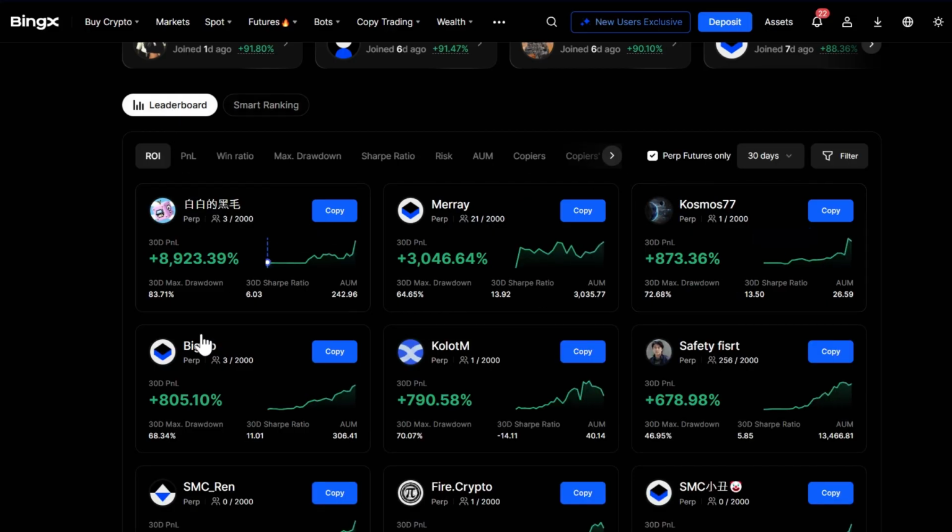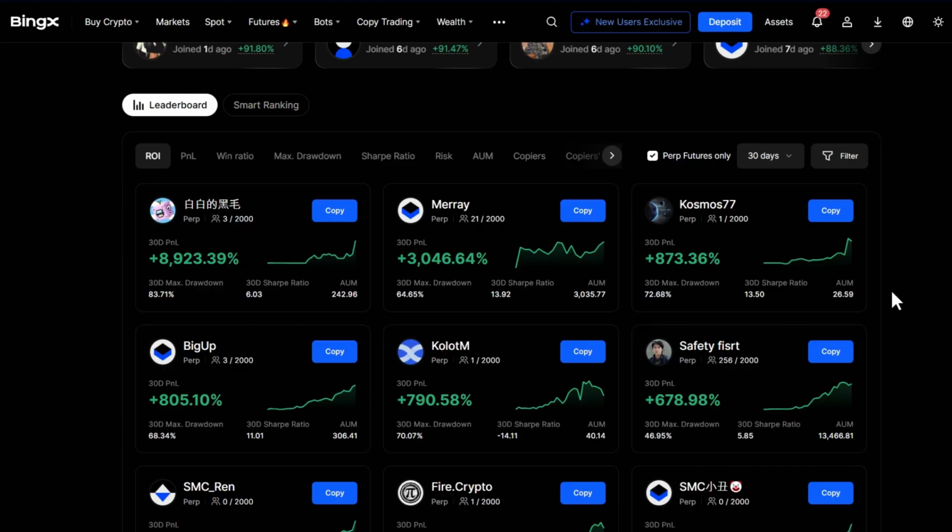Under the leaderboard, you can see each trader's profile with key information: their name, what kind of markets they're trading, how many followers they have, their 30-day P&L, which is profit and loss, their 30-day Max Drawdown, which shows the biggest loss they've taken, their Sharpe Ratio, which measures risk-adjusted returns, and their AUM, which stands for Assets Under Management, basically how much money people are trusting them with.